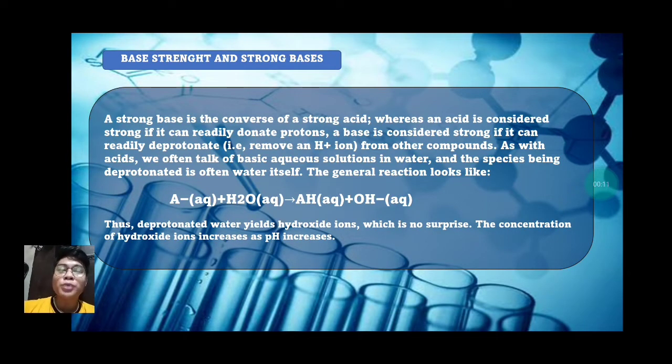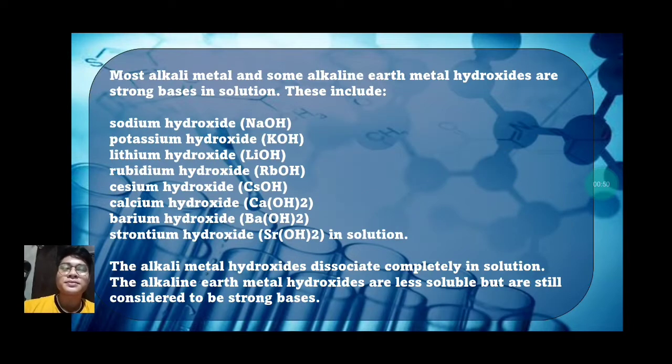A strong base is the converse of a strong acid. Whereas an acid is considered strong if it can readily donate protons, a base is considered strong if it can readily deprotonate other compounds. As with acids, we often talk of basic aqueous solutions in water, and the species being deprotonated is often water itself. The general reaction looks like that. Thus, deprotonated water yields hydroxide ions, which is no surprise. The concentration of hydroxide ions increases as pH increases.